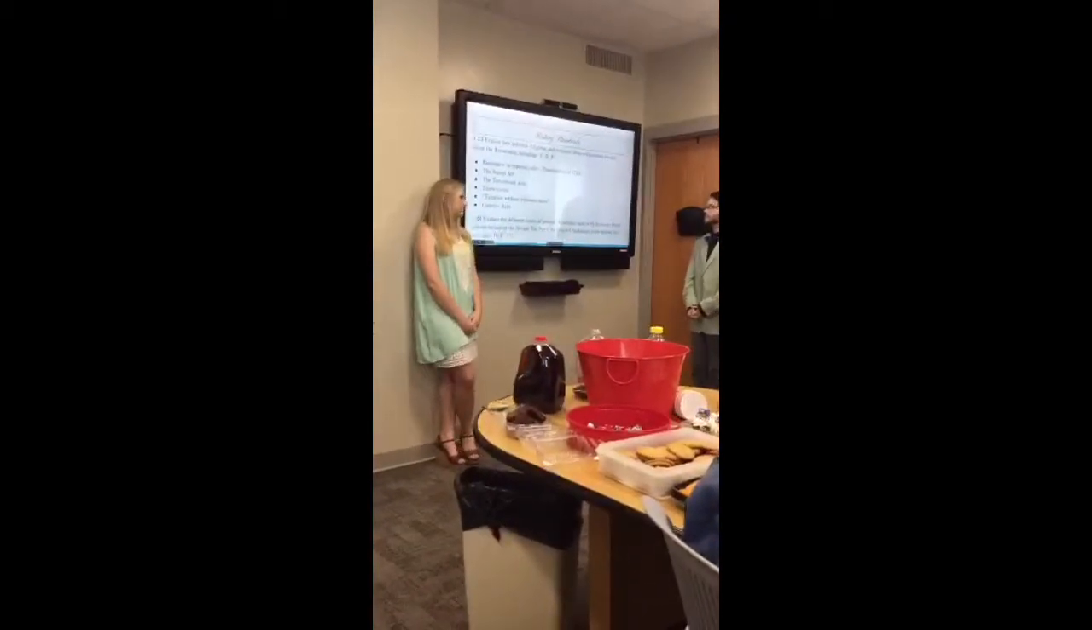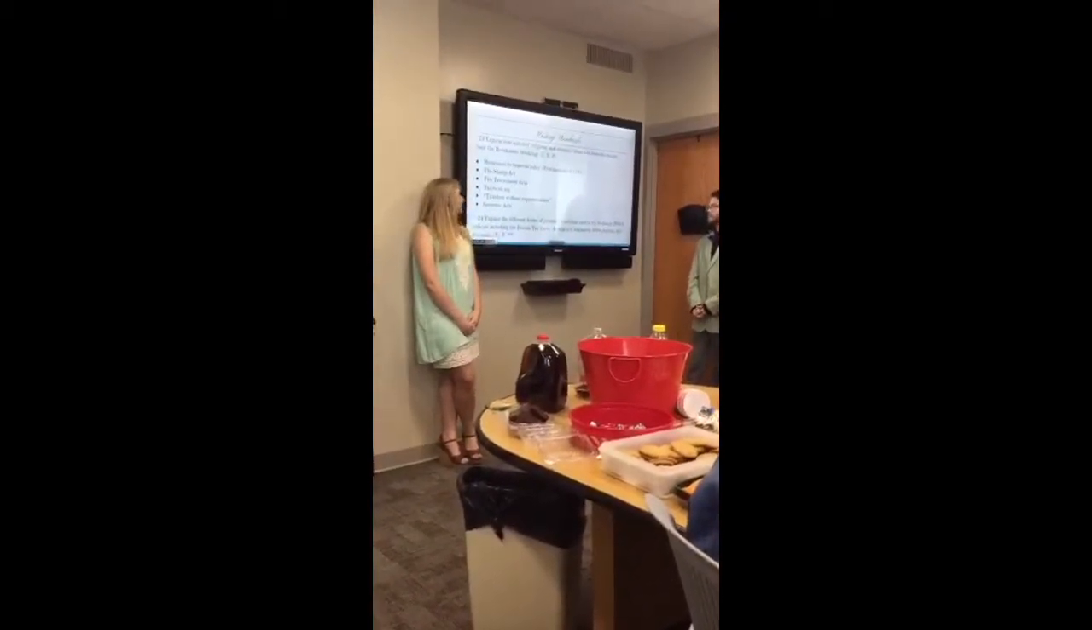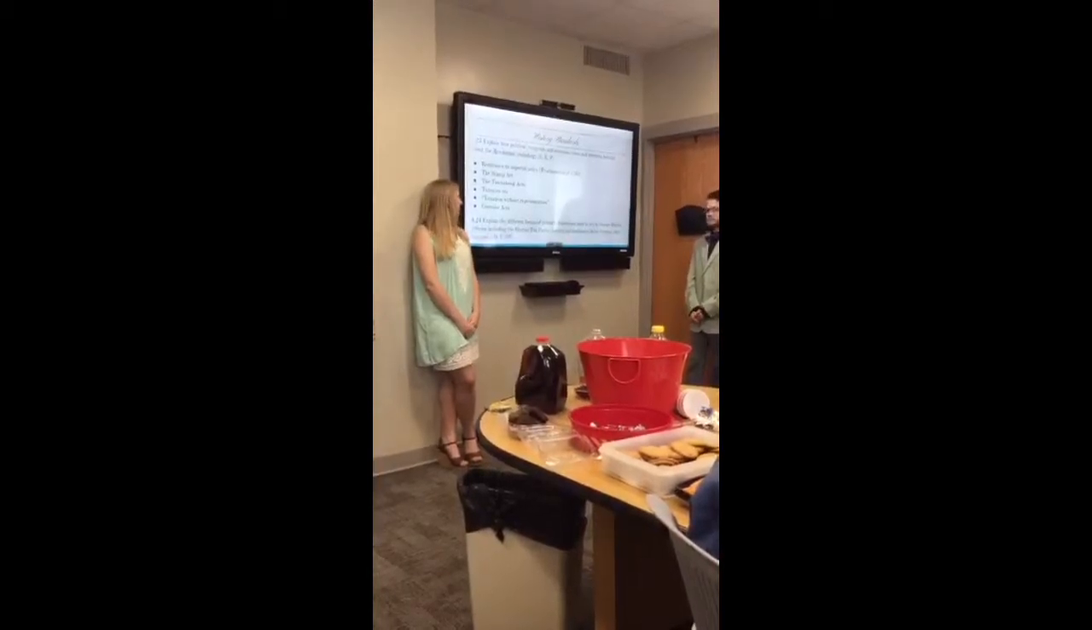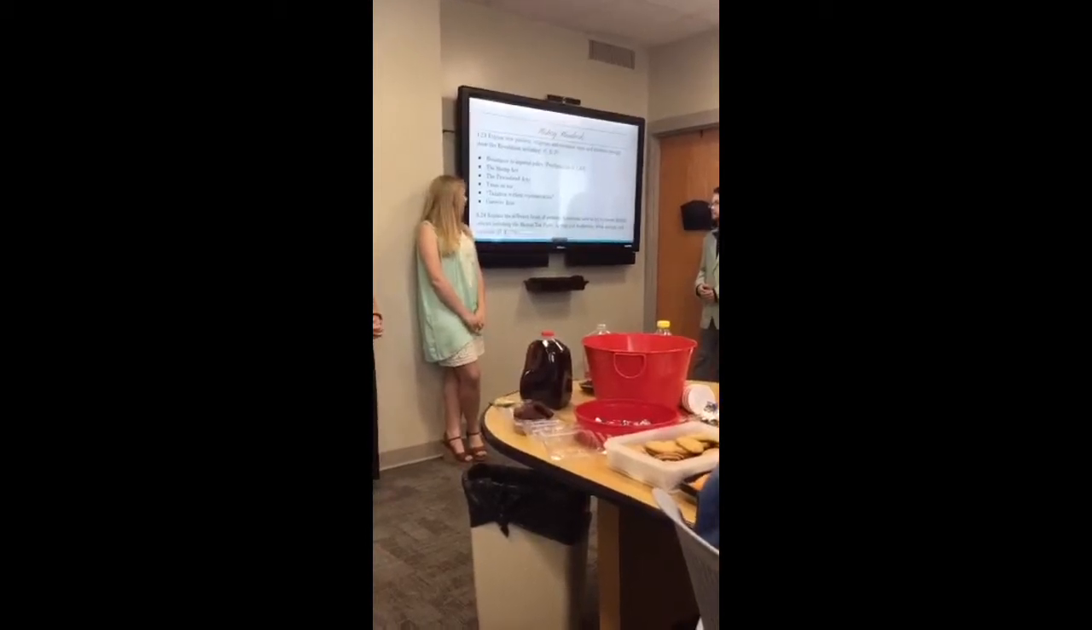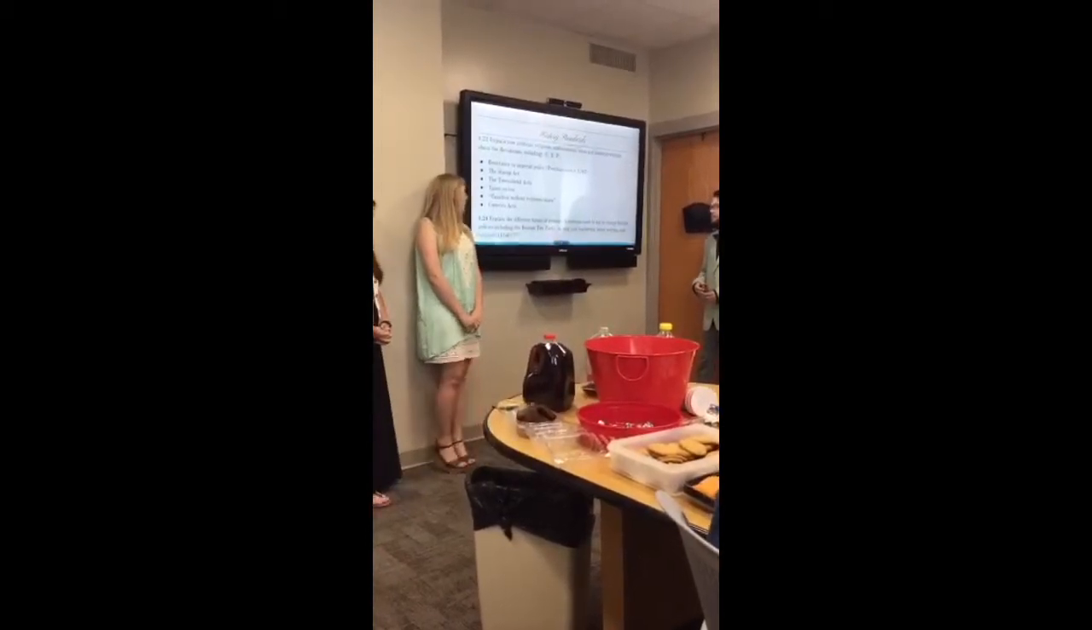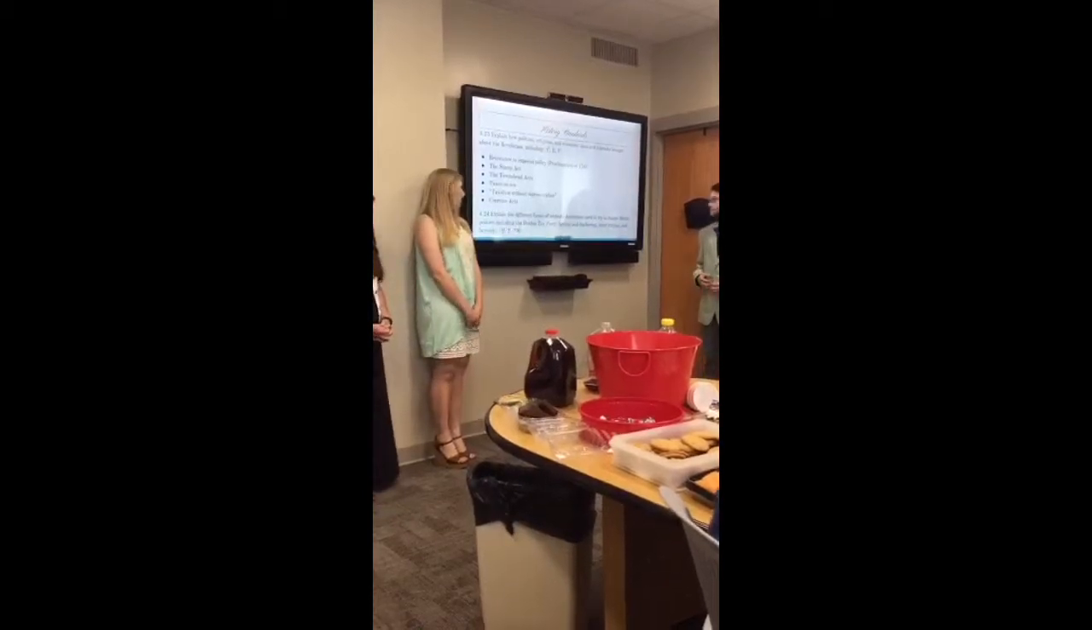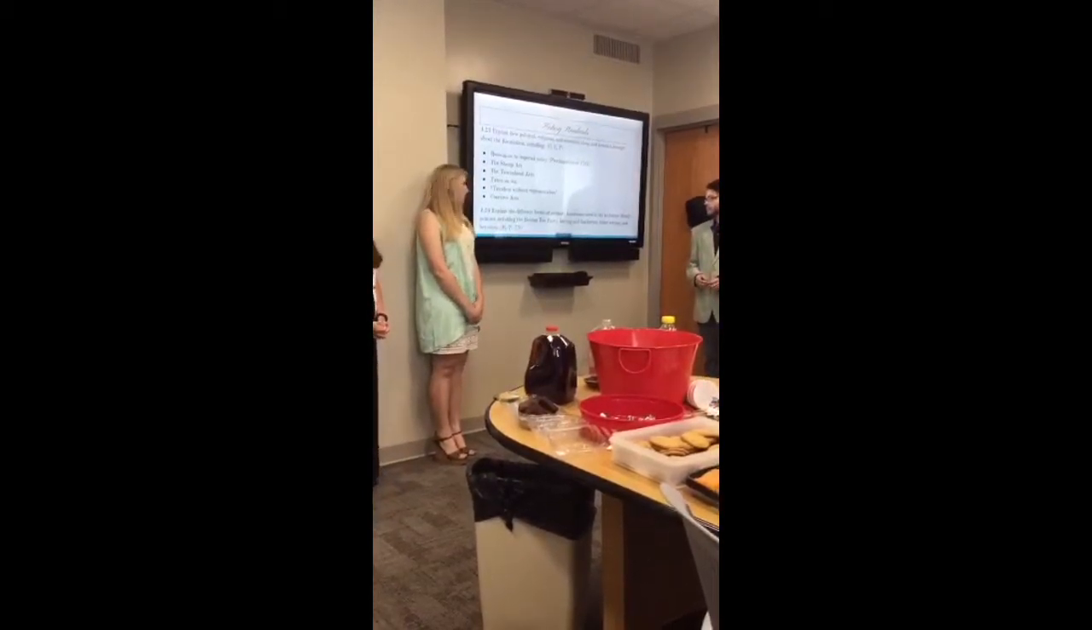Okay, so we have history standards: explain how political, religious, and economic ideas and interests brought about the revolution, and we specifically went with taxes on tea. And then 4.24: explain the different forms of protest, including the Boston Tea Party.